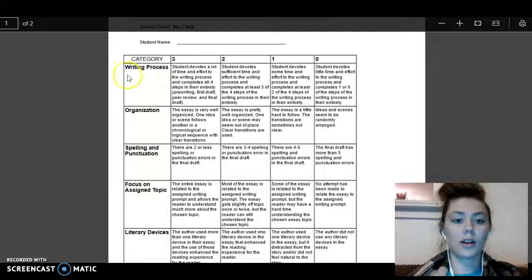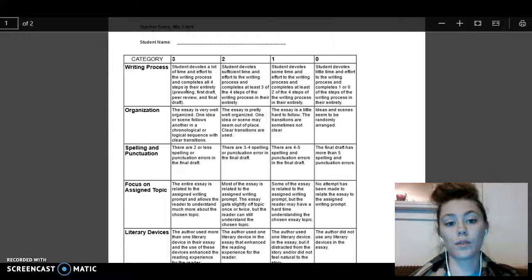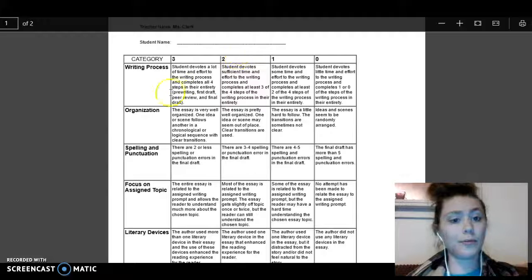Some of the new categories on here, or all of the new categories on here, writing process. You will actually get points as part of your final paper grade for whether you completed the other 4 steps of the writing process, even though you are also getting points outside of this for completing them. I'm really stressing that you need to do all the steps in the writing process if you can't tell. If you do all 4 steps, you get 3 points. If you do 3 steps, 2 points. If you get 2 steps, that's 1 point. And if you do 1 step or no steps, that's 0 points. But if you don't do any steps, this whole rubric's useless anyways.